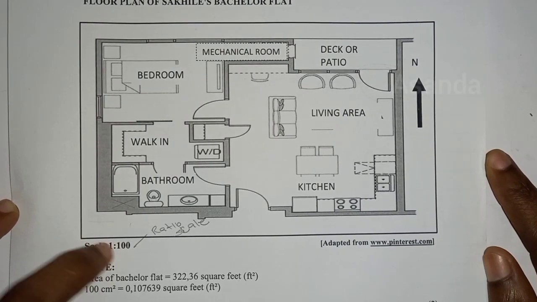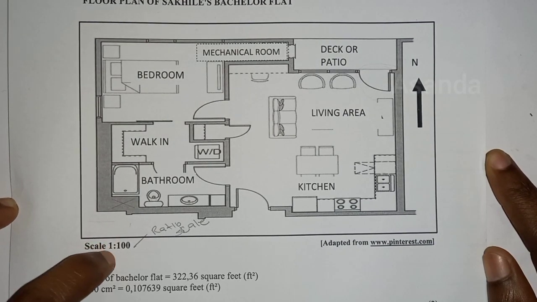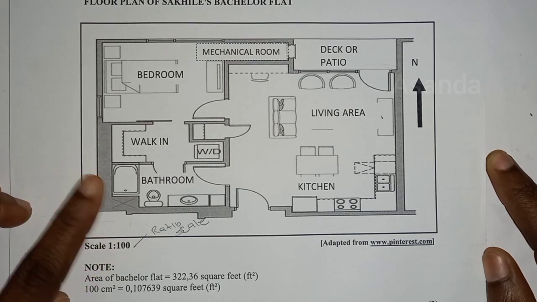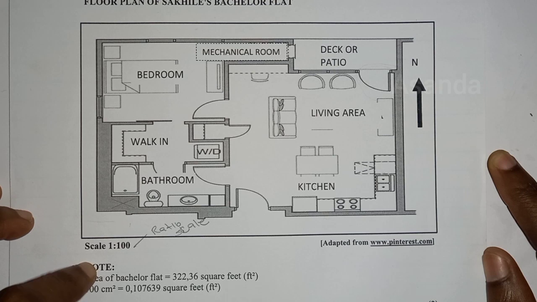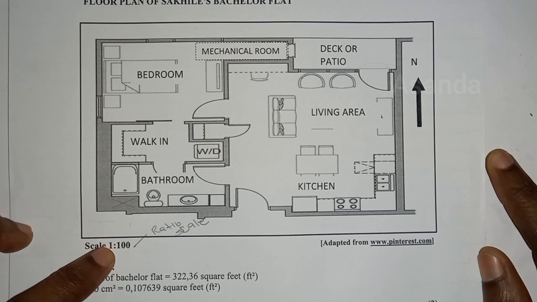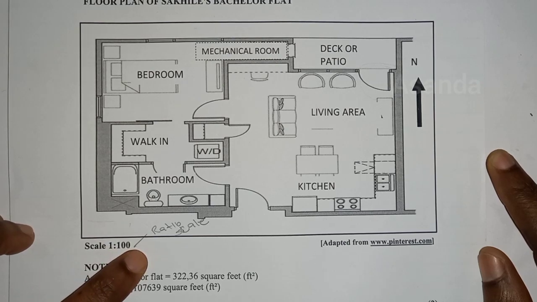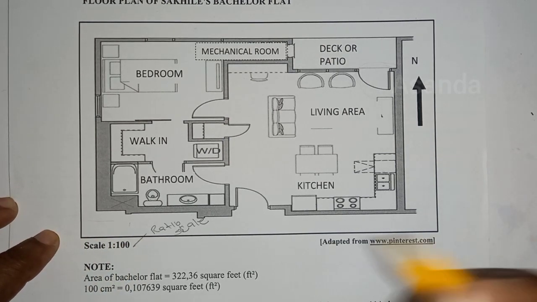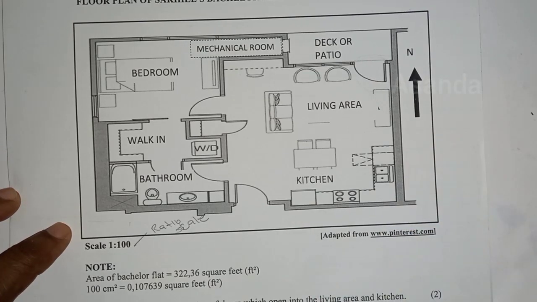How do you read this? You see there are no units of measurement here. 1 millimeter on the map is equal to 100 millimeters on the ground, or as an actual building. So you can use millimeter and you can use centimeter. So 1 centimeter on the map represents 100 centimeters. If it's centimeter this side, it's centimeter that side. So basically, that's how you write it when they ask what this means.